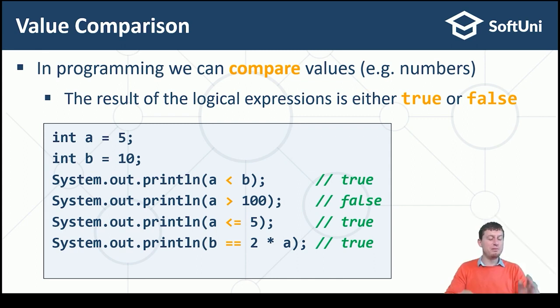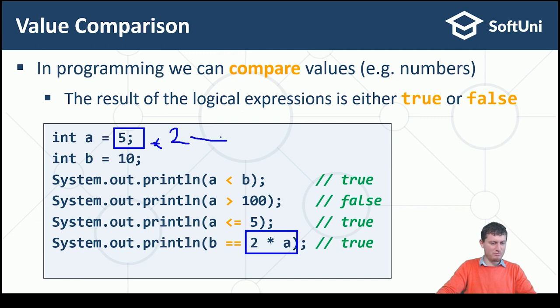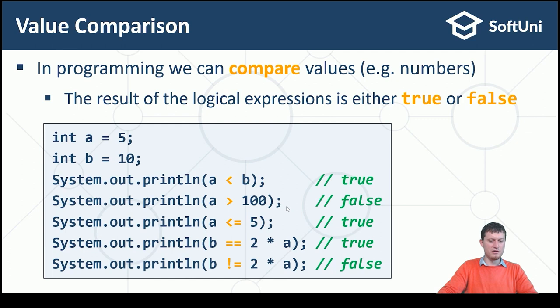If we are asked to calculate whether b is equal to 2 times a, we multiply a by 2, which is 5 multiplied by 2, and that will be 10. We compare 10 with b, which is 10, so this will be true. And finally, we check the opposite comparison, whether b, 10, is different than 2 times a, which is also 10. This is false because they are equal, they are not different.